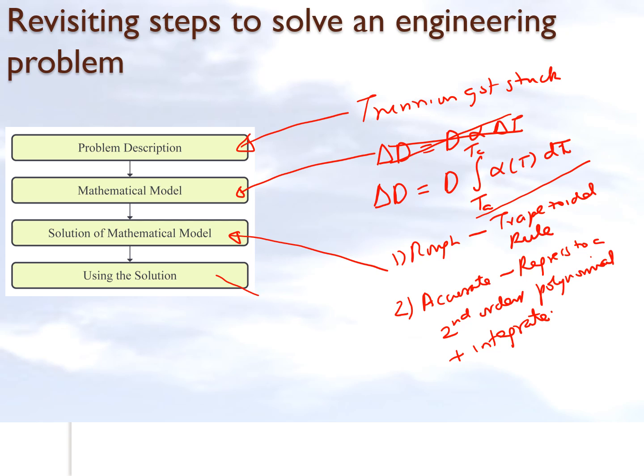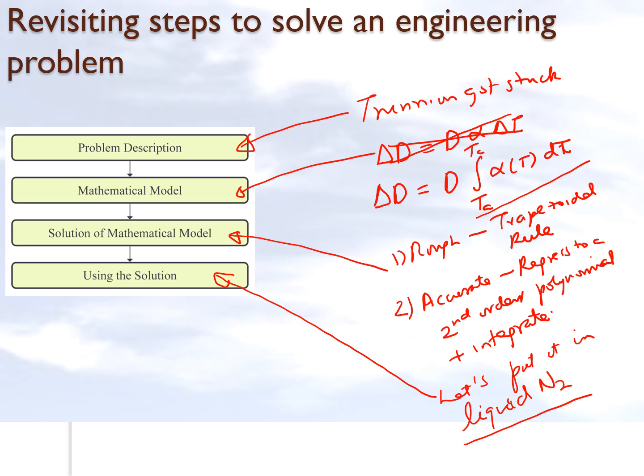Then how do we use the solution? We use the solution by saying that let's put it in liquid nitrogen. Rather than putting it in the dry ice alcohol mixture, which did not give us enough contraction, let's go ahead and put it in liquid nitrogen where we get enough contraction.